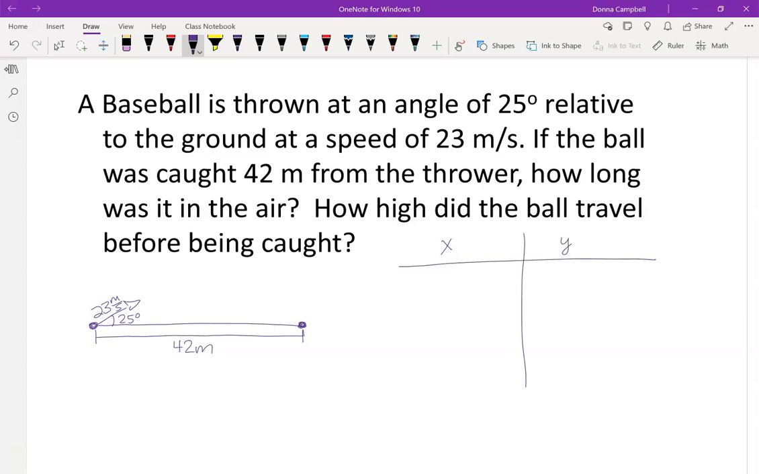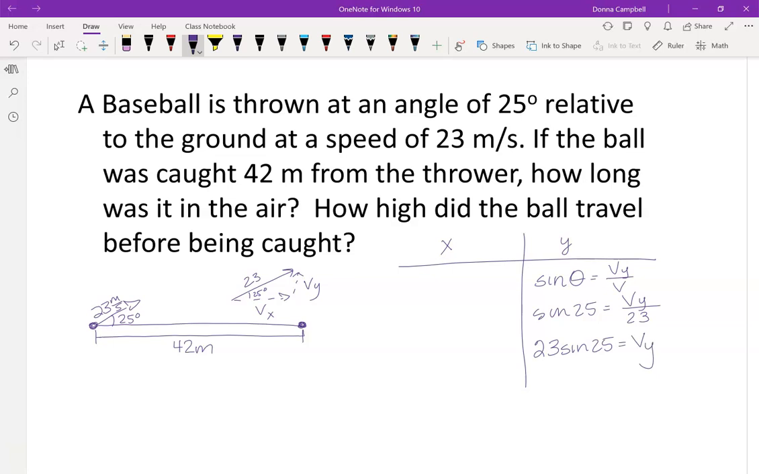The first thing I'm going to do is get the velocity in the X and the velocity in the Y, because that's what we have to use in all of our equations. We cannot use that 23. So I know that, let's draw this a little bit bigger, 23, the sine of theta is equal to the velocity in the Y over the velocity. So the sine of 25 is equal to the velocity in the Y over 23. So 23 sine 25 is the velocity in the Y.